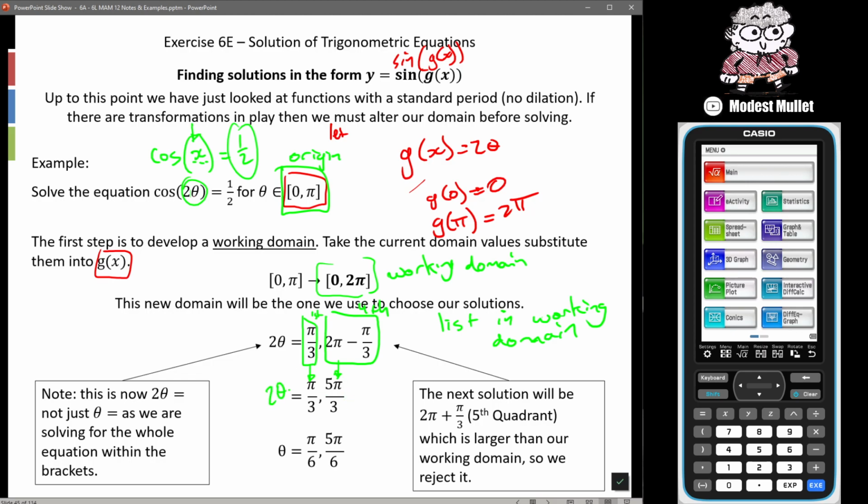Once we've got this, because we're effectively 2 theta, well, now we bring the 2 over, just divide both sides by 2, and we now get theta is equal to pi on 6 and 5 pi on 6. And if we compare these values, now that the 2's come across, you'll see they are inside our original domain. We don't accept the second and third quadrants because that would give us a negative value, and we can't have a negative value, we need a positive half.